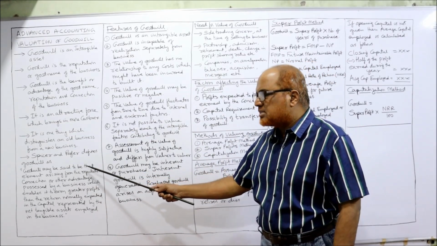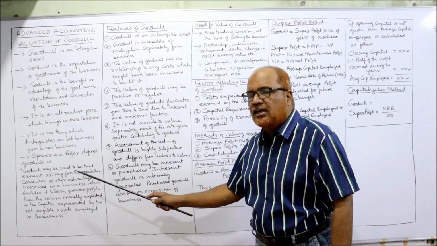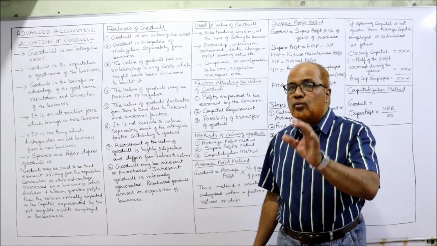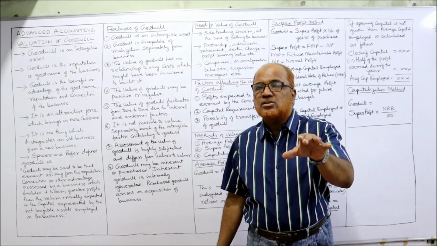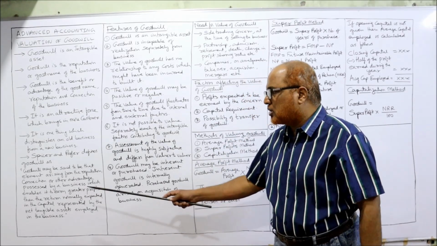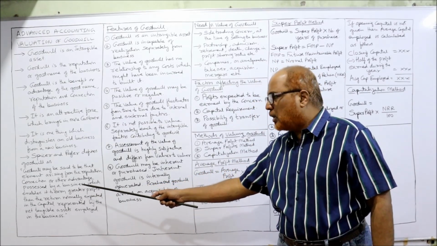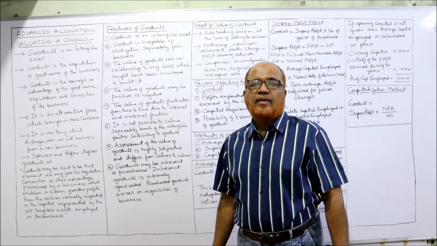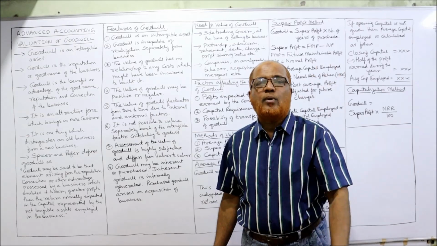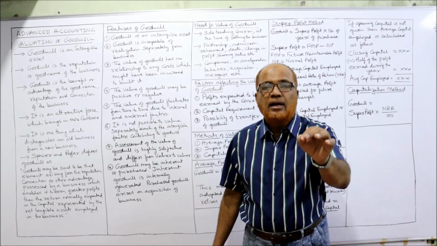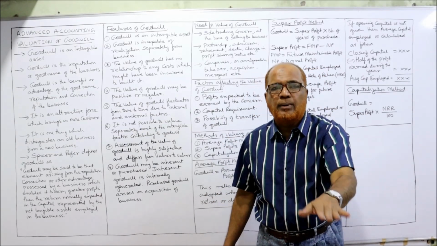He says goodwill may be said to be that element arising from the reputation, connection or any advantage. That means goodwill is an element of the business, an asset of the business, which is on account of reputation, connection or any other advantage possessed by the business, which enables it to earn greater profits. That means this element of goodwill will help the business in earning more profit. So when a business has goodwill, it will earn more profit. If a business does not have goodwill, its profit will be low.